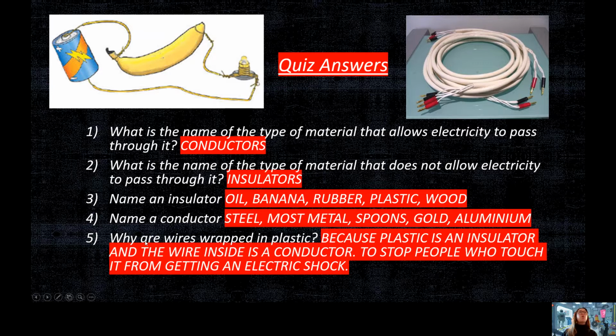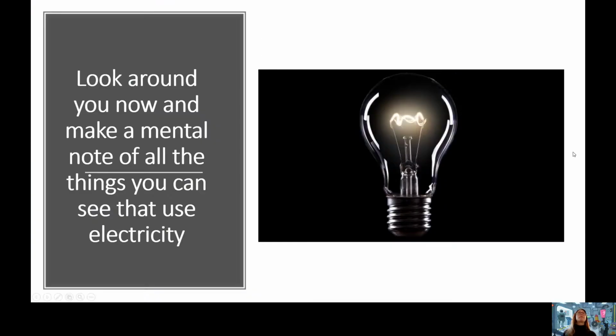Question 5. Why are wires wrapped in plastic? Because plastic is an insulator and the wire inside is a conductor. To stop people who touch it from getting an electric shock. It makes sense. If these wires didn't have the insulating plastic wrapped around it, every time you touched it, you would get an electric shock.